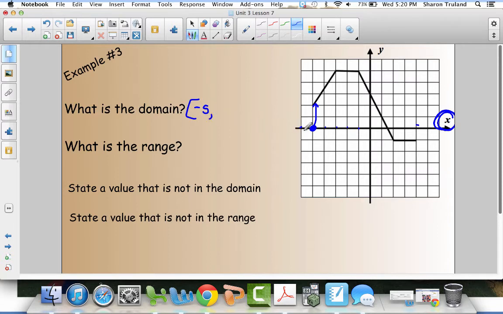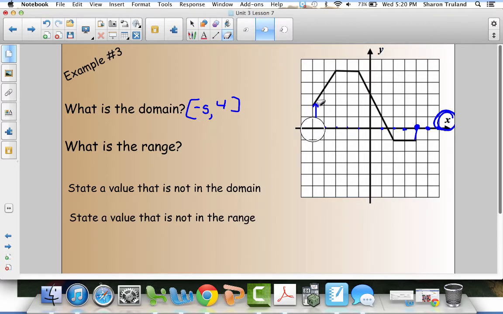And now I'm going to go and see my highest x value that gives me an answer. Nope, this doesn't, so it's 1, 2, 3, 4. 4 gives me an answer, and that's it. So that's my domain from -5 to 4.